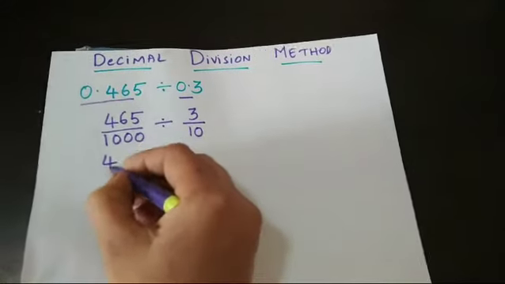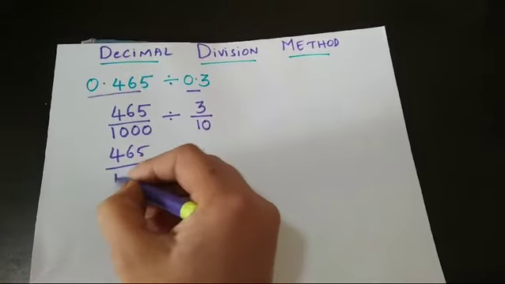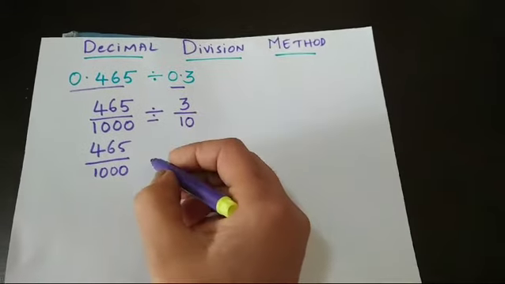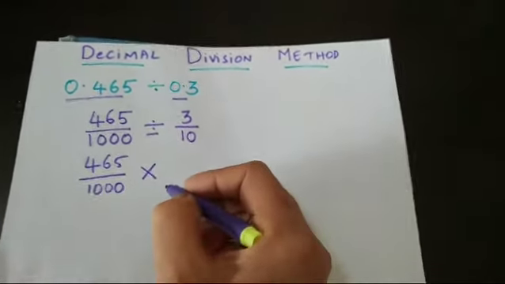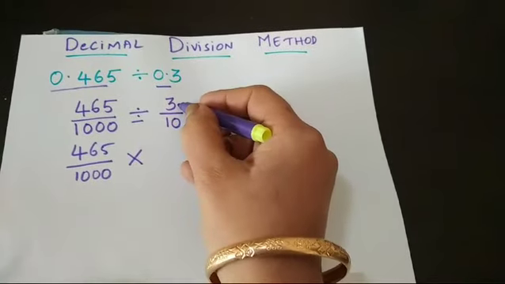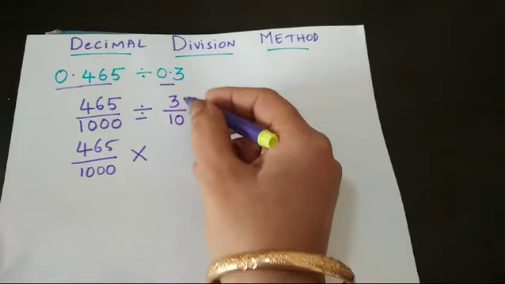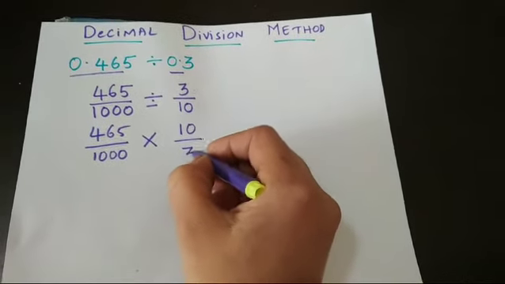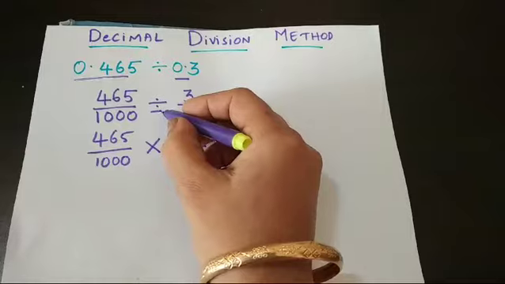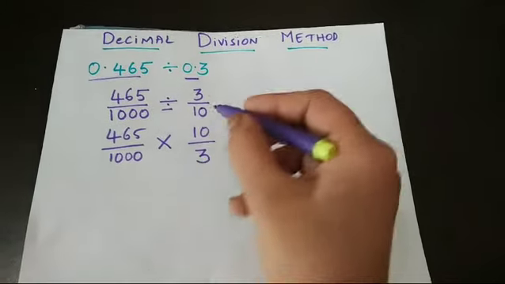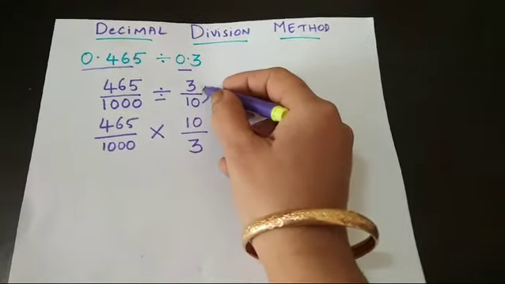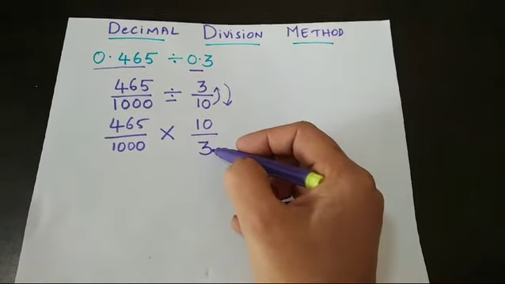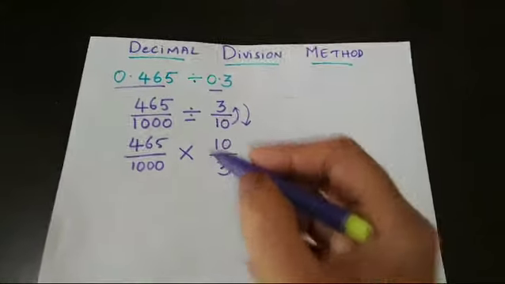Then next, there is one more step to remember. See here, now this division symbol I will write as multiply. And now after writing this, I can write the reciprocal of this number, 10 divided by 3. Understood? When the division symbol becomes the multiply symbol, you can take the reciprocal of this number, that is 10 divided by 3. Now you can do the simplification.